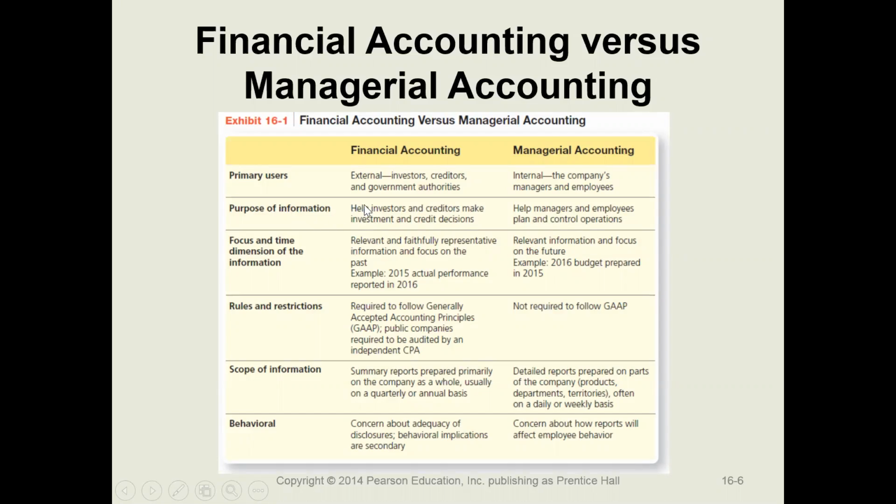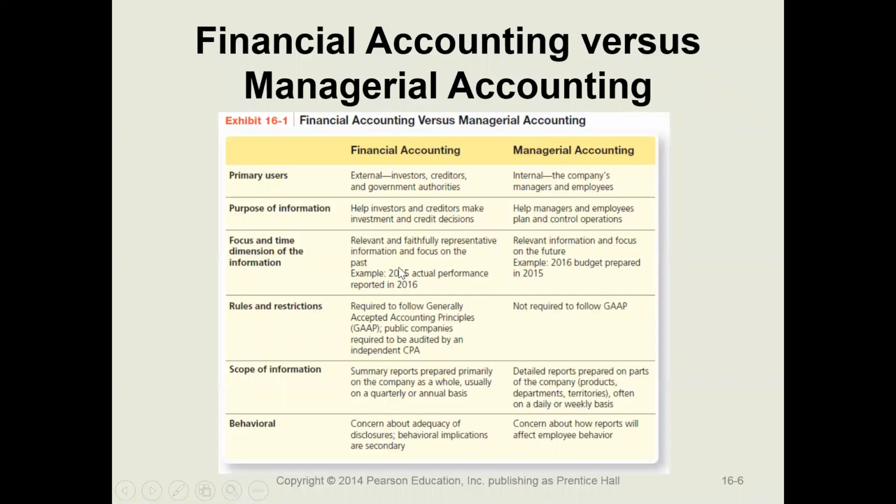The purpose of financial accounting information is to help investors, people looking to invest money or buy stock in a company, and creditors, people who lend money to the company. It helps them to make decisions about whether to invest and whether to lend money to the company. On the other hand, the purpose of managerial accounting is to help managers and employees plan and control operations. So it helps them manage the company.